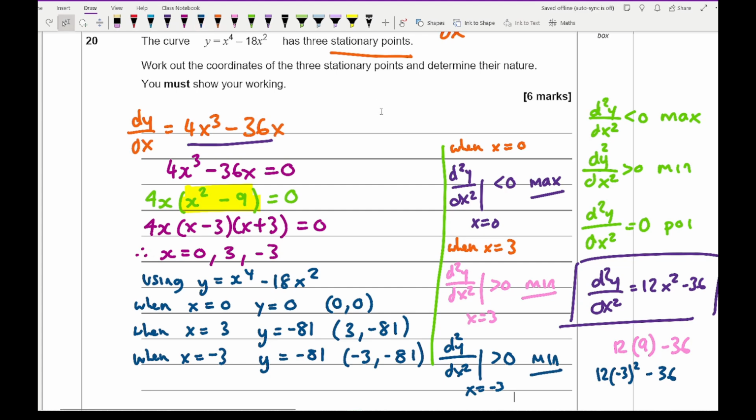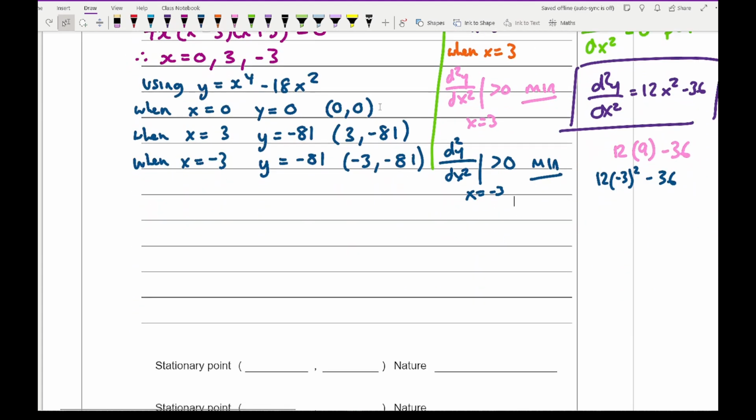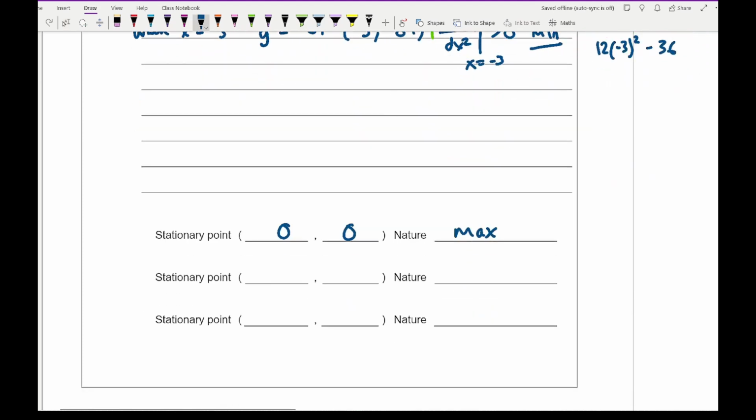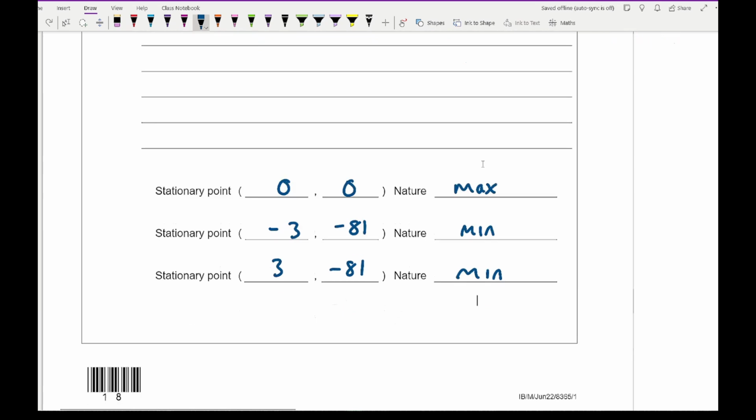So all that's left for me to then do is write that all down. So here, one stationary point we've got is 0, 0, and that produces a maximum point. And when we've got minus 3, minus 81, that's a minimum point. And when it's positive 3, minus 81, it's also a minimum point.